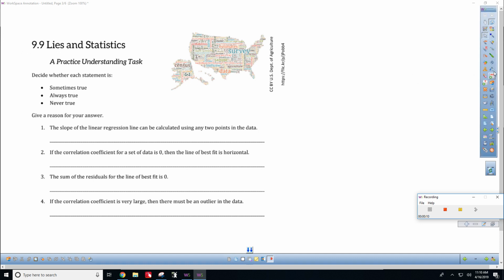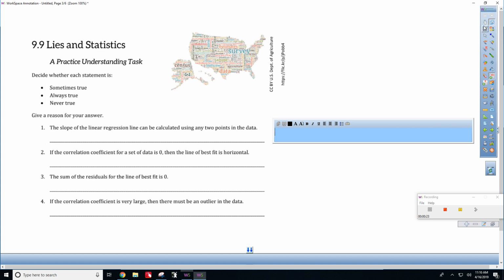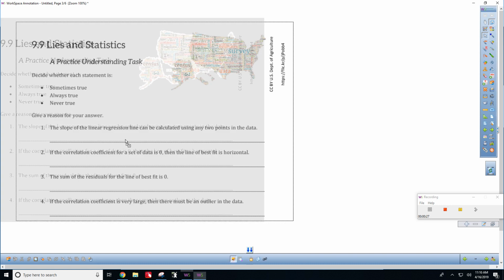Let's go. It's pretty quick. We got always, sometimes, or never true. What a perfect transition into geometry. You guys are going to see these questions all the time in geometry, okay? We have to determine whether these statements are always, sometimes, or never true, and then give a reason for our answer. So here we go.